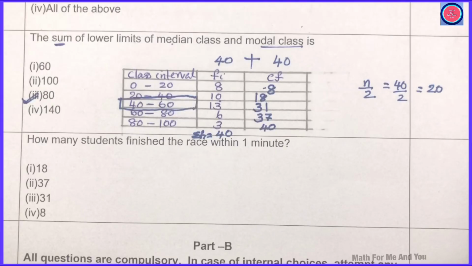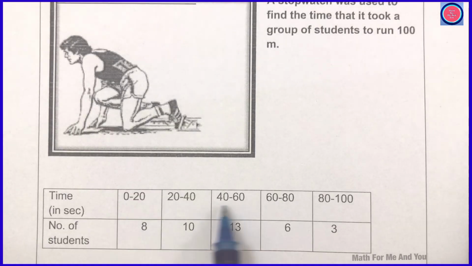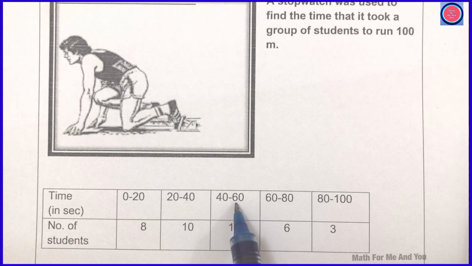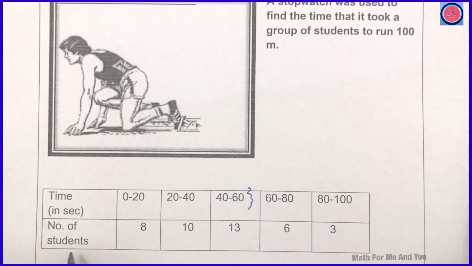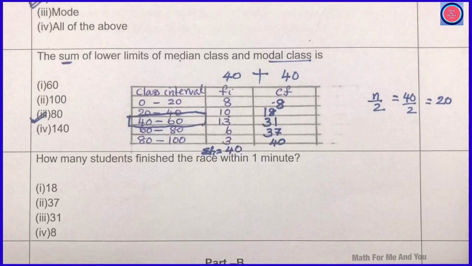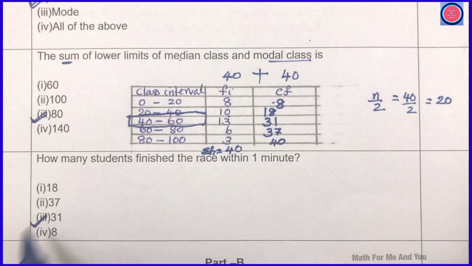Next question. How many students finished the race within 1 minute? We can find the answer using this table because time is given in seconds, and we need within 1 minute. That means up to 60, 40 to 60 seconds. So how many students? 8, 10 and 13 students finished the race within 1 minute. 8 plus 10 plus 13. So the total is 31. The correct option is option 3.